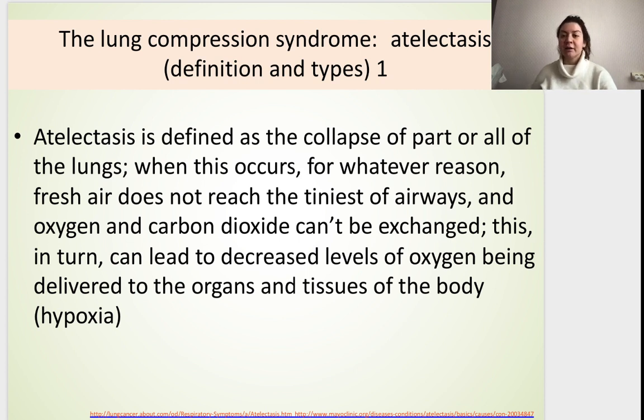Next syndrome for today, we name it lung compression syndrome or atelectasis. Please remember this word. It means compression of the lung. Let's give a definition. Atelectasis is defined as a collapse of part of or all of the lung. When this occurs for whatever reason, fresh air does not reach the thinnest of airways and oxygen and carbon dioxide can't be exchanged. This in turn can lead to a decreased level of oxygen being delivered to the organs and tissues of the body. We name it hypoxia.